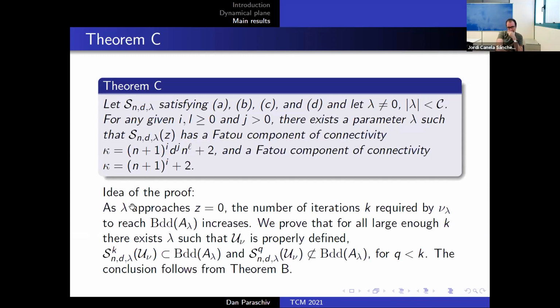As an idea of the proof, as lambda approaches z equal to 0, the number of iterations required by the pericritical point to reach the area bounded by the annulus, which contains the critical points and the zeros, increases. We prove that for large enough k, for such large enough number of iterations required by the pericritical points to reach the annulus, there exists a parameter such that the triply connected Fatou component is properly defined. And the conclusion follows from Theorem B.